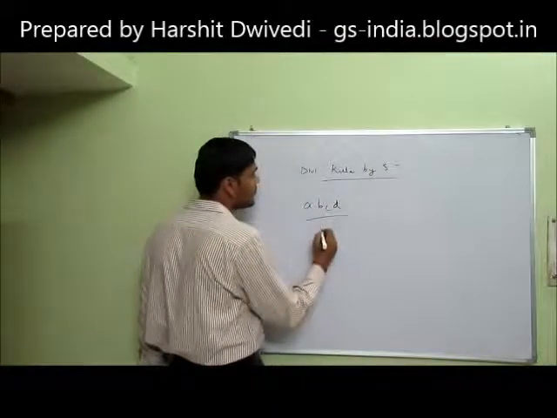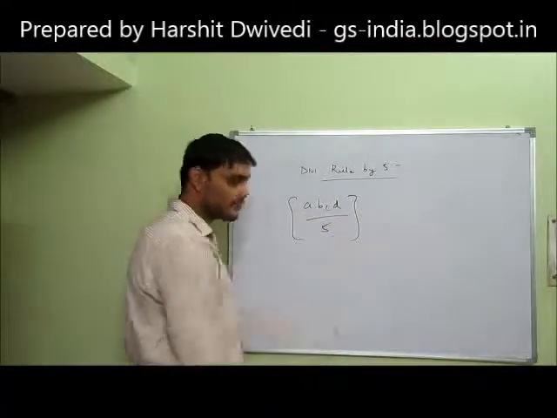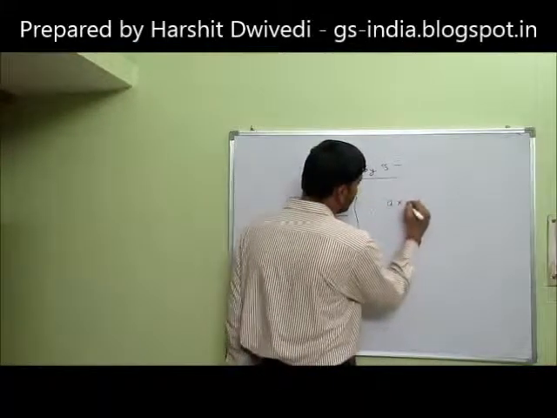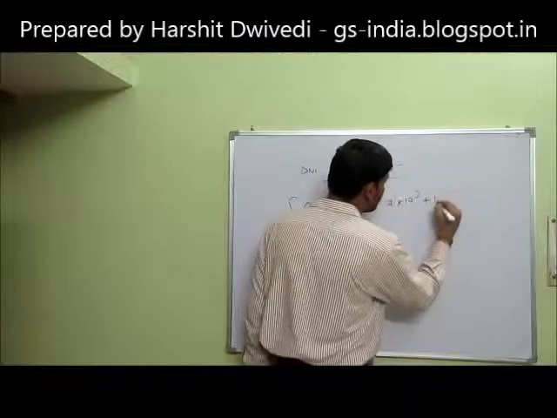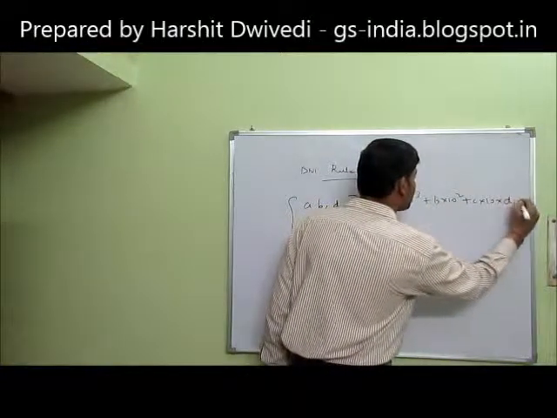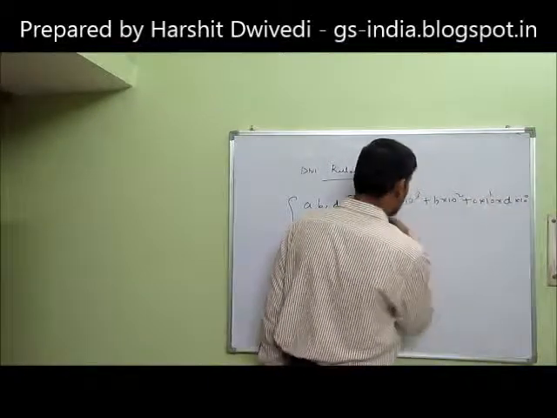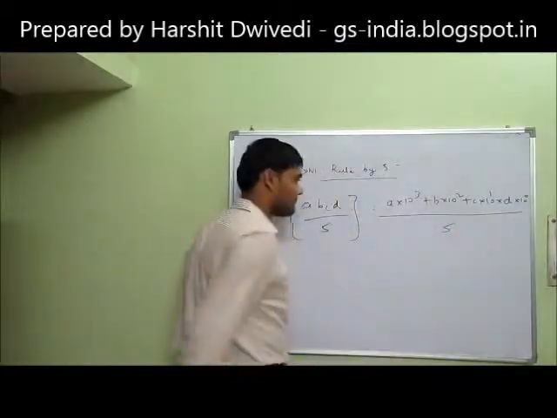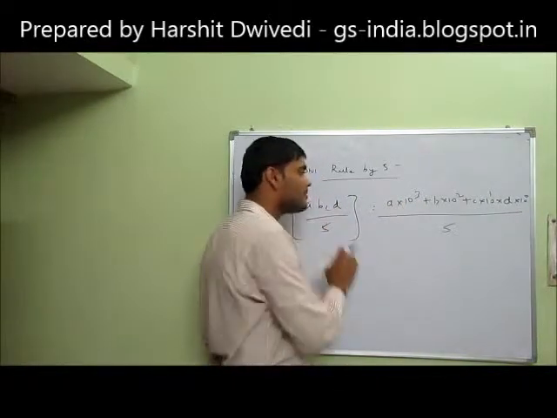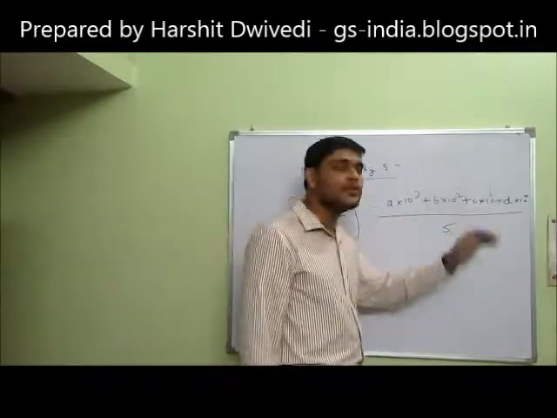I have to check the divisibility of ABCD by 5. In this case, I can write it like this: A into 10 cubed, you should now be very much accustomed to it. I have used this a lot of times, into 10 to the power 0, 10 to the power 1. For divisibility by 5, I have to check the divisibility of these individual terms by 5.